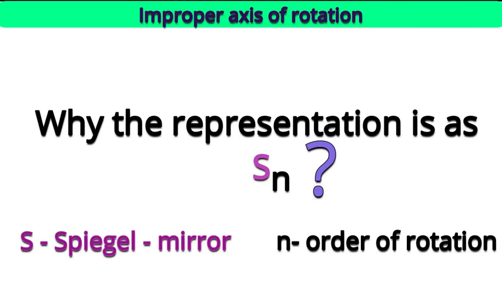Now, the question you may have is why the representation is by Sn notation. See, S stands for spiegel, the German word for mirror, and n stands for the order of rotation. Both things are involved in that representation. Reflection is signified by S, and n is the order which signifies rotation, meaning the axis.